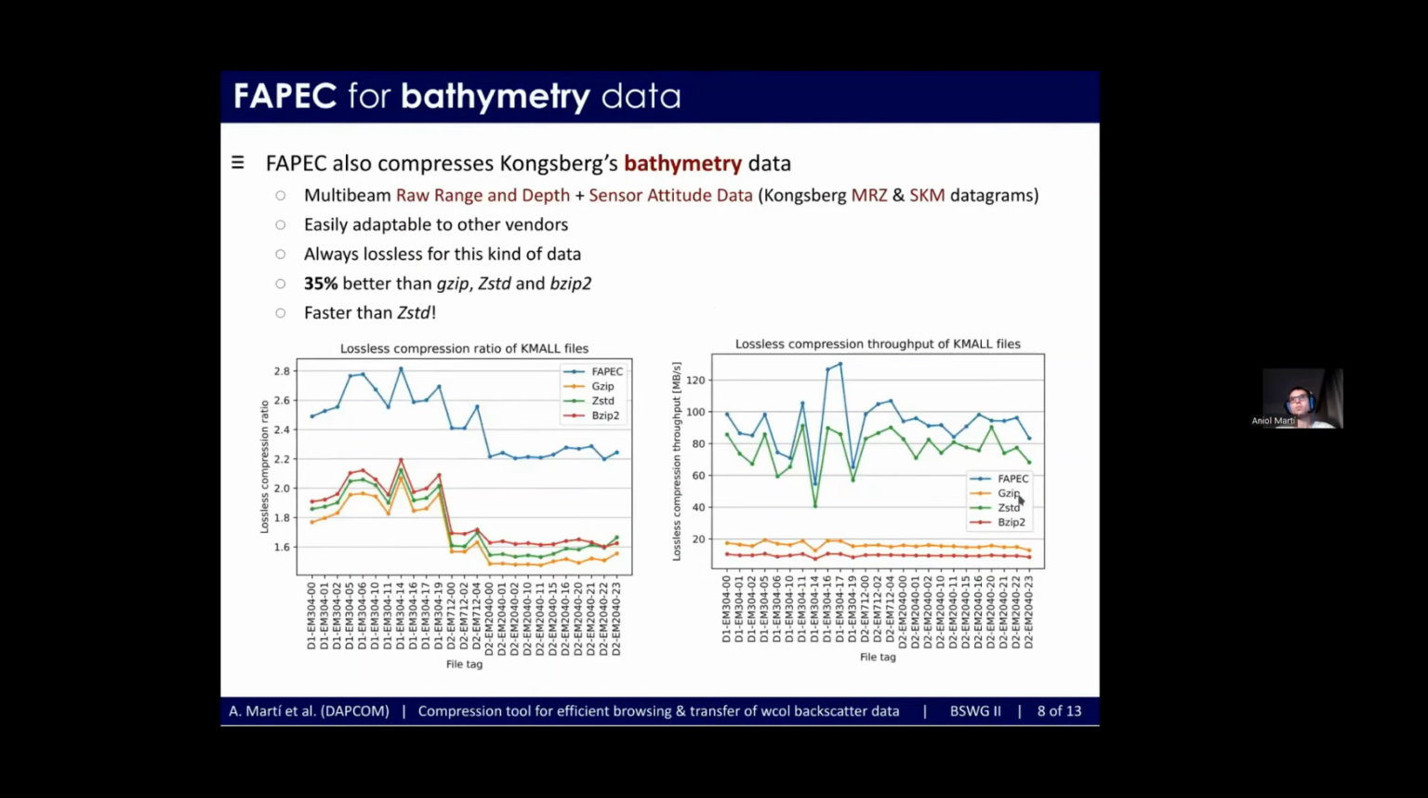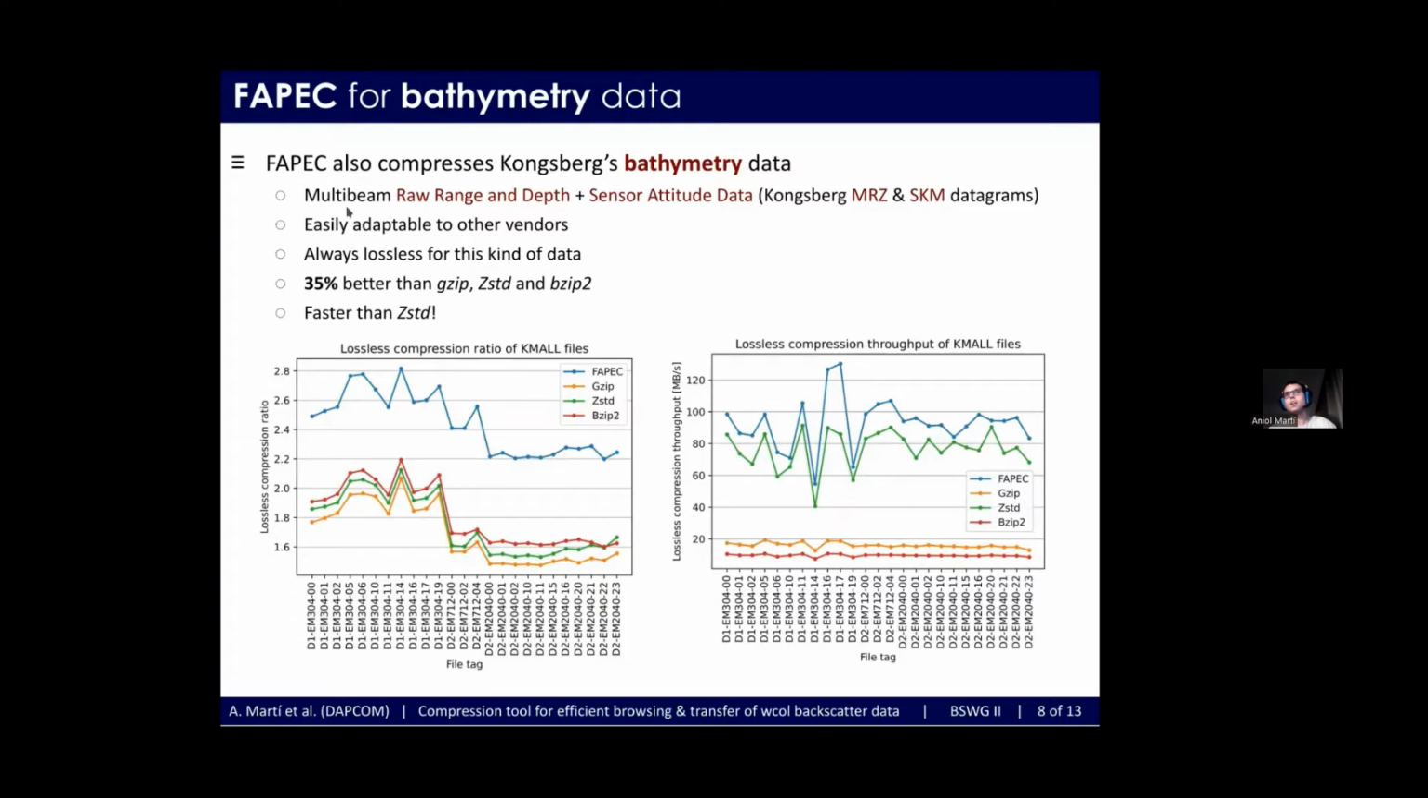Besides the water column data, we can also compress bathymetry data. That's in the Kongsberg data format. It's the MRZ format, the multi-beam raw range and depth datagram. We can also compress the sensor latitude data, which I think is not multi-beam echo-sounder data, but it's also quite important and it appears in a lot of files. So we also have an implementation for this kind of datagram.